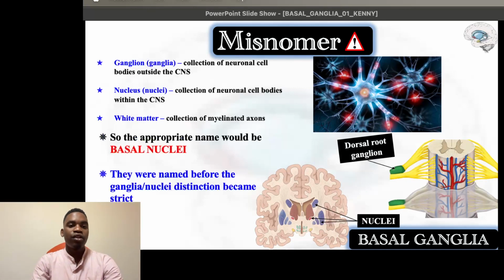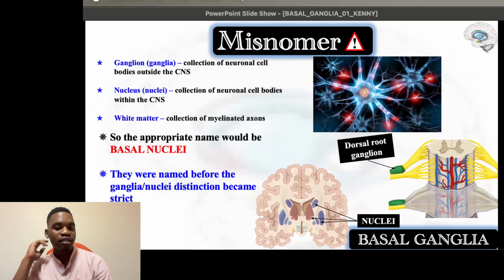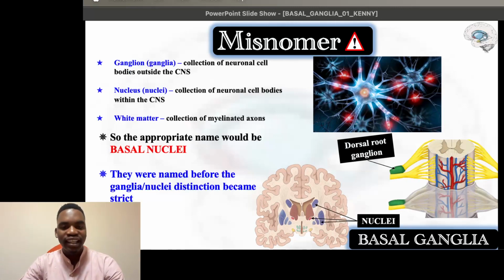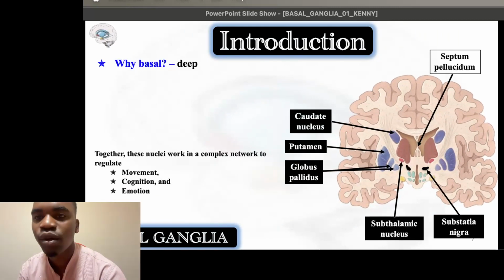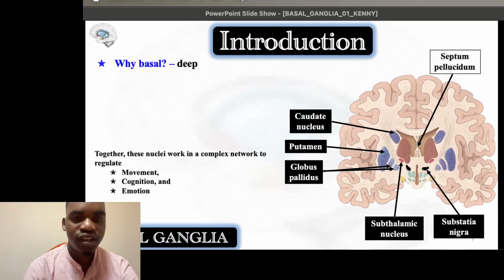But now, if we have to be correct, we would say the basal nuclei instead of the basal ganglia. But it also sounds nice when you say the basal ganglia instead of the basal nuclei, because our brains have been used to it, and they find it better when you say ganglion instead of the nucleus. But the appropriate terminology would be nuclei.